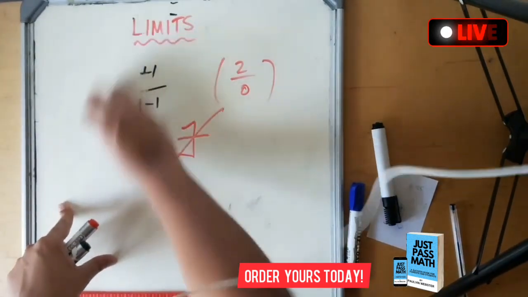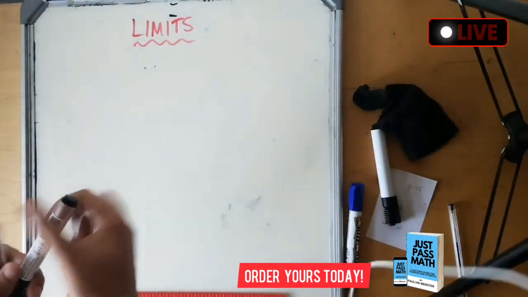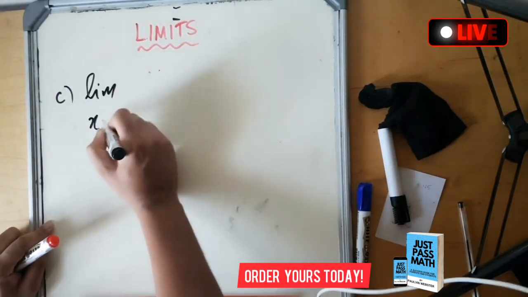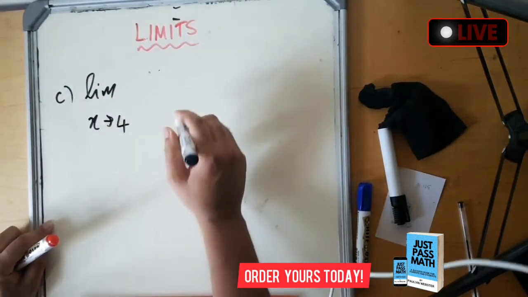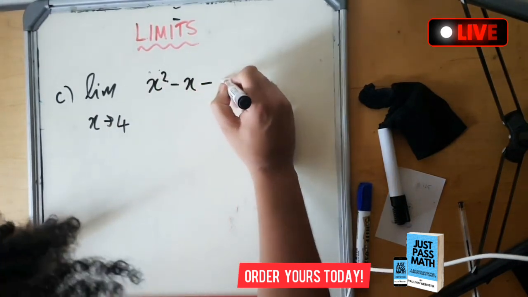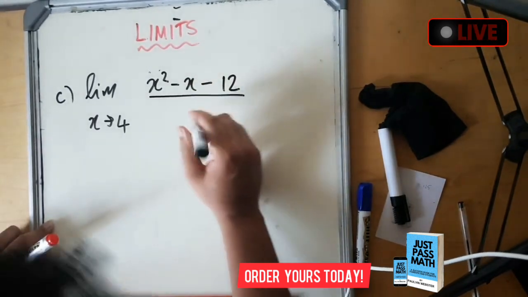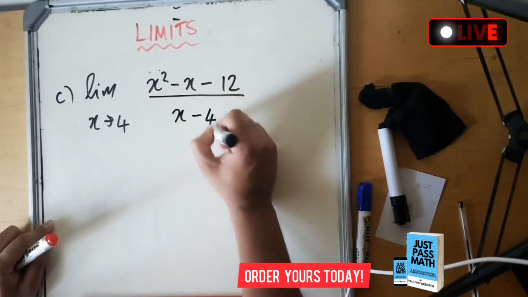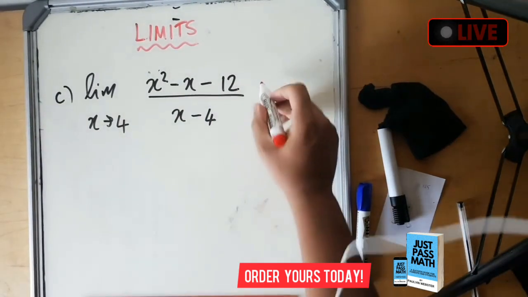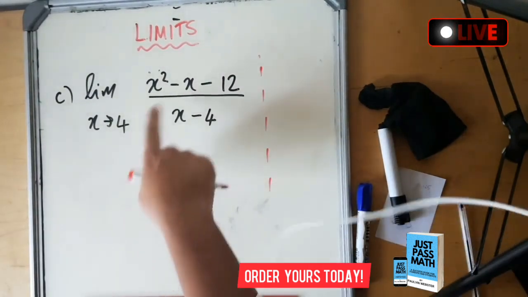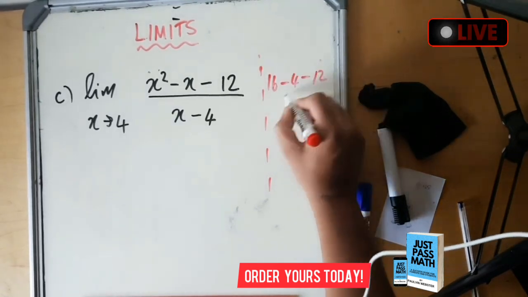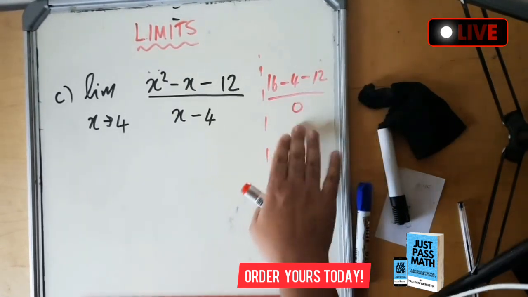Let's move on to the next one, which is going to be C. This limit is tending towards 4, of x squared minus x minus 12, everything over x minus 4. First of all, let's see what happens if we substitute 4 in here. On top, I'm going to get 16 minus 4 minus 12, and at the bottom I'm going to get 0. So it's going to be undefined.